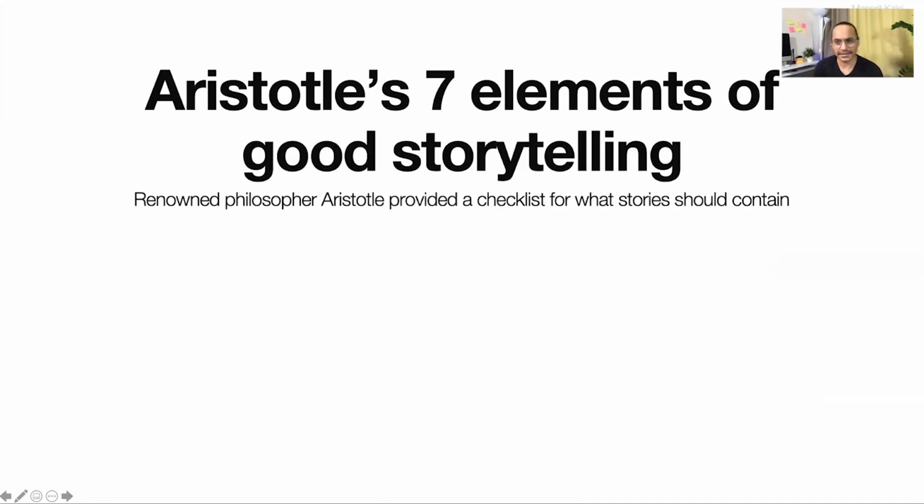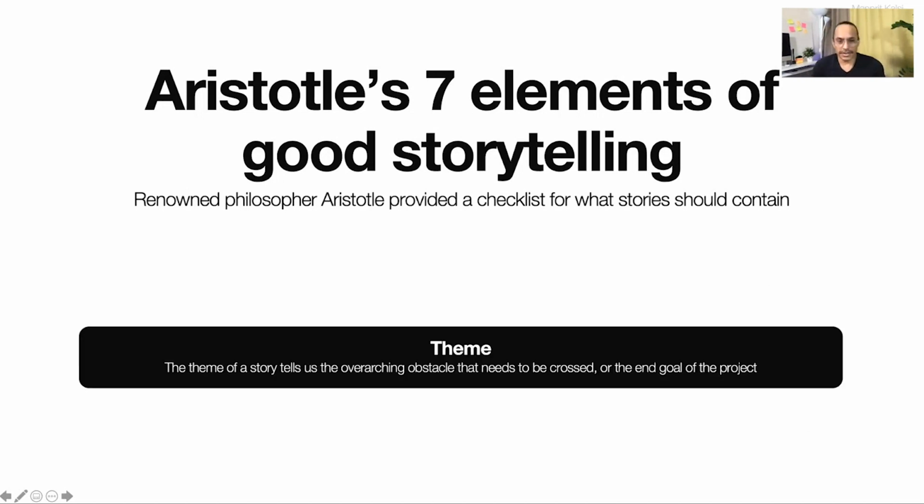We also need to understand, since we're talking about storytelling, what are the different elements that make a good story? So Aristotle talked about a few of them. So I'll just present that. So one is the theme. The theme is basically the context. Okay, the theme of the story tells us the obstacle that needs to be crossed or the end goal of the project. What is the theme? What is the context? Why are we working on something? Or what is the objective? So we try to understand this when presenting the theme.